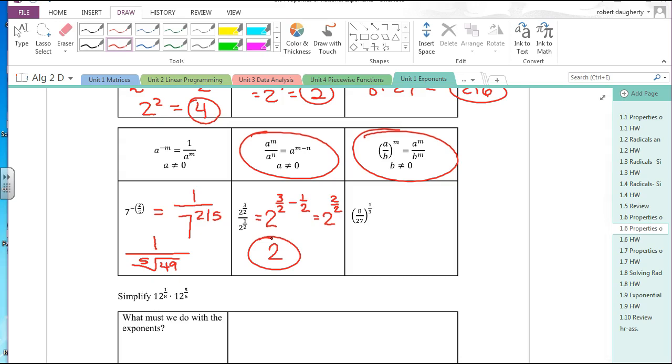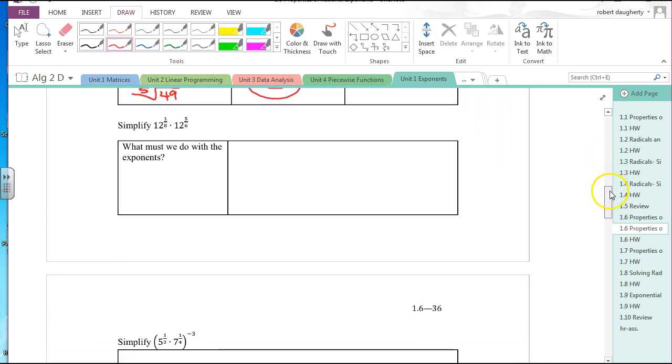8 over 27 to the 1/3. This is 8 to the 1/3 divided by 27 to the 1/3. Raising something to the 1/3 is the cube root. Cube root of 8 is 2. So this is 2 over the cube root of 27, which is 3. This answer is 2/3. Okay? So again, basic rules we've been doing, we're just switching gears and having fractions or rational expressions as our exponents.